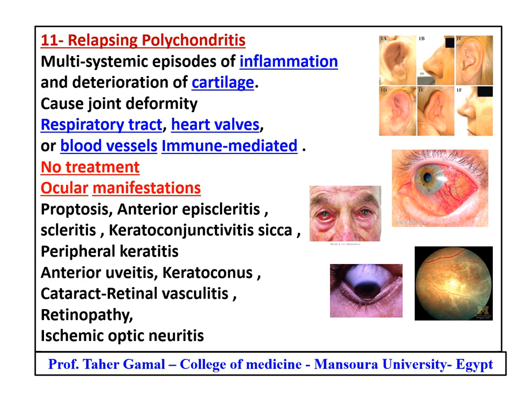The 11th type of collagen diseases is relapsing polychondritis. It's a multiple systemic episodes of inflammation and deterioration of cartilage, causing joint deformity, affecting the respiratory tract, heart valves, or blood vessels, immune mediated. There is no treatment for this disease. Its ocular manifestation: proptosis, anterior episcleritis, scleritis, keratoconjunctivitis sicca, peripheral keratitis, anterior uveitis, keratoconus, cataract, retinal vasculitis, retinopathy, ischemic optic neuropathy.